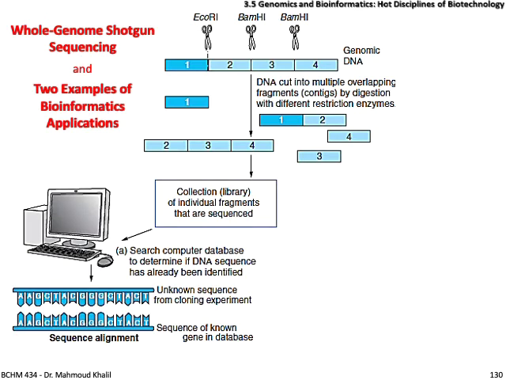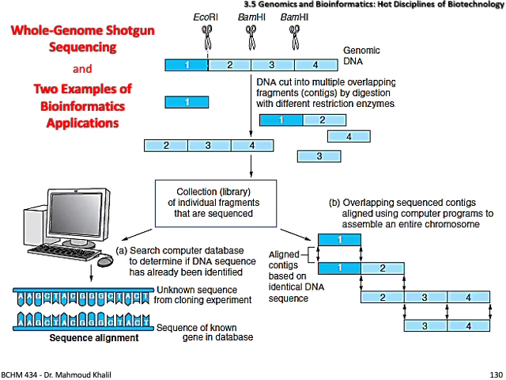These contigs can be aligned using a computer database to determine the sequence of these pieces, and they align to know the unknown sequences. And here you can see how they overlap the sequence to see the complete sequence of a DNA of a specific region.